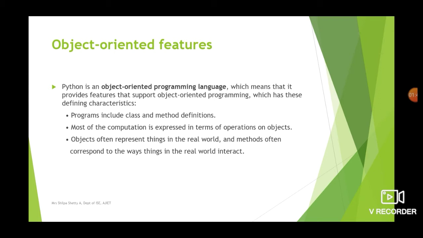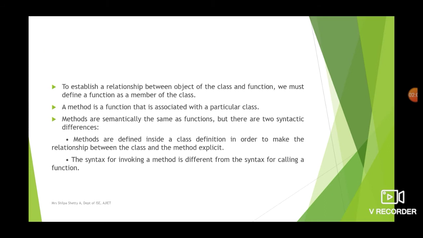So we already know an object is nothing but an instance of a class, and a class can contain attributes as well as methods. Attributes are like the characteristics of an object, and methods tell you how these characteristics interact among each other. To establish a relationship between an object of the class and a function, we must define a function as a member of the class. A method is a function that is associated with a particular class.